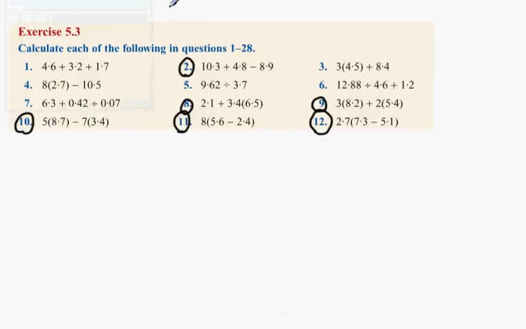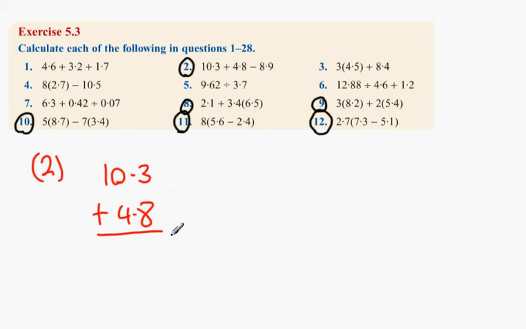So last exercise 5.2, this exercise 5.3. We're going to start with number 2. We're going to add 10.3 to 4.8 first, okay? Add 10.3 to 4.8. What do we get, Connor? 1 and 1 over. 1 plus 4 is 5 and 1 is 15.1. 15.1 take away 8.9.